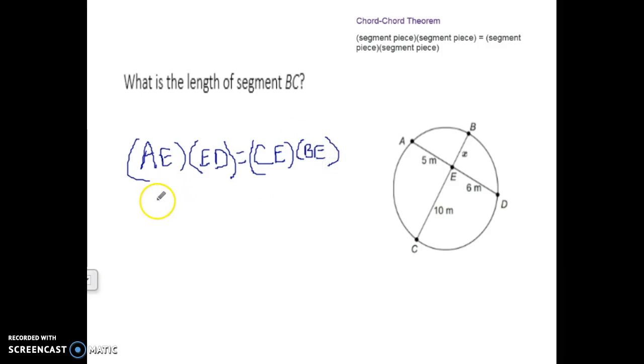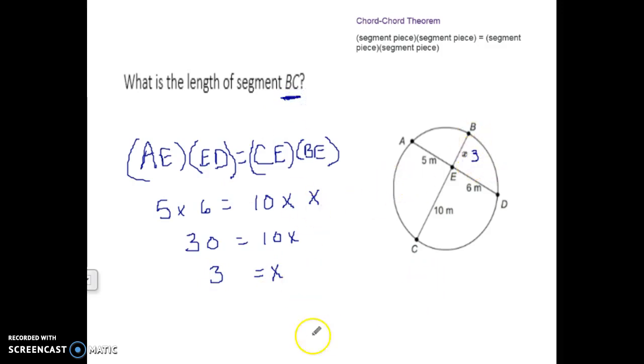And so we can simply plug in 5 times 6 is going to equal 10 times x. And so 30 is equal to 10x. Divide both sides by 10 and we get x is equal to 3. But then remember they've asked for BC, so when we plug in 3 here for x, we can see that BC is 3 plus 10. So BC is equal to 13.